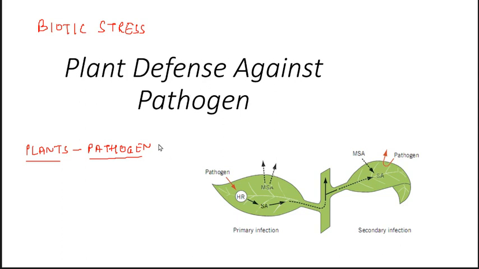To study this whole process, we need to know about some terms. On the surface of the plants, there are some proteins known as PRR proteins, which are known as pathogen related proteins. On the surface of the plant there are some proteins known as PRR proteins. These proteins will recognize the pathogen proteins, so they act as a receptor for the pathogen proteins.